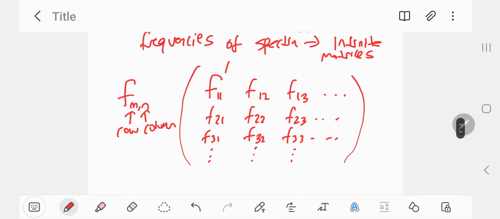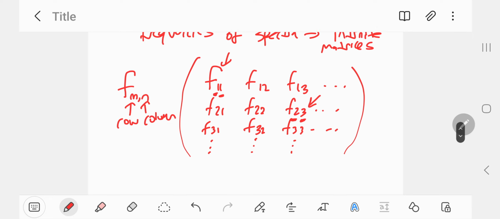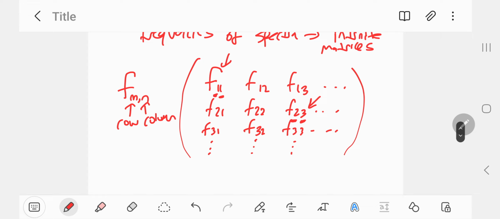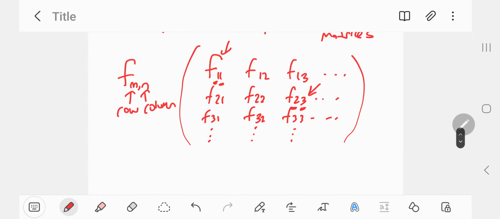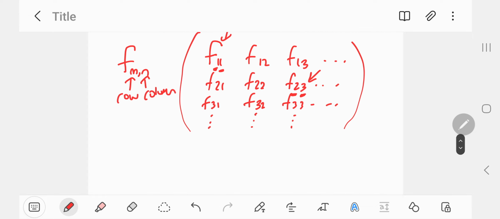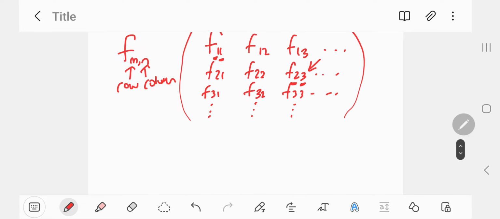So this is the first frequency value in row 1, column 1. Let's say this one here is the frequency value of row 2, column 3, and so on. So we were able to express it in terms of a matrix. It just makes things look neater, keeping track of all the frequencies. And I'll show you another use of matrices.